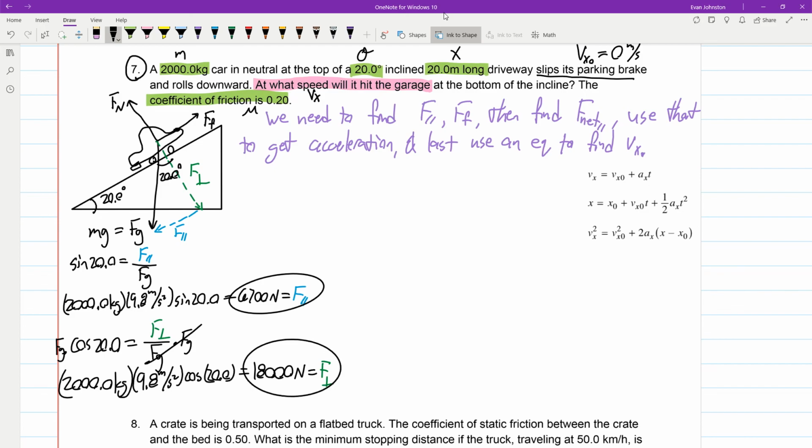Now, maybe you're going, why did you even get the perpendicular part? Well, I'm thinking ahead, knowing that the net force on this, because I'm not pushing the car, there's nothing like that, is really just the difference between friction going uphill and the parallel part going downhill. So I'm going to write this out as force friction minus force parallel.